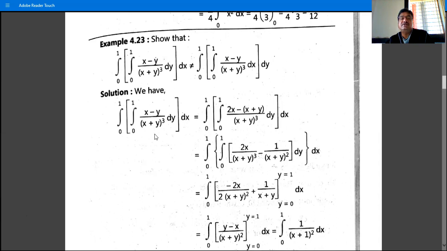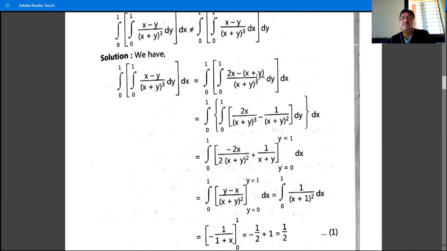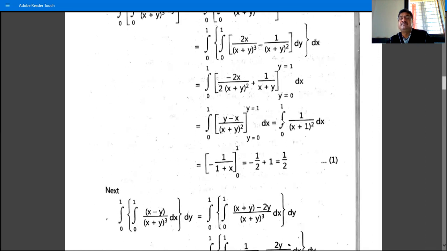So consider the LHS. The adjustment is this: write x minus y in this way, 2x minus x in bracket, minus (x plus y). If you simplify this, 2x minus x means x, and minus y, so we have the same expression. So 2x minus (x plus y), and then divide each separately by (x plus y) cubed. So 2x divided by (x plus y) cubed, and (x plus y) divided by (x plus y) cubed is 1 by (x plus y) squared. And then integration with respect to y.